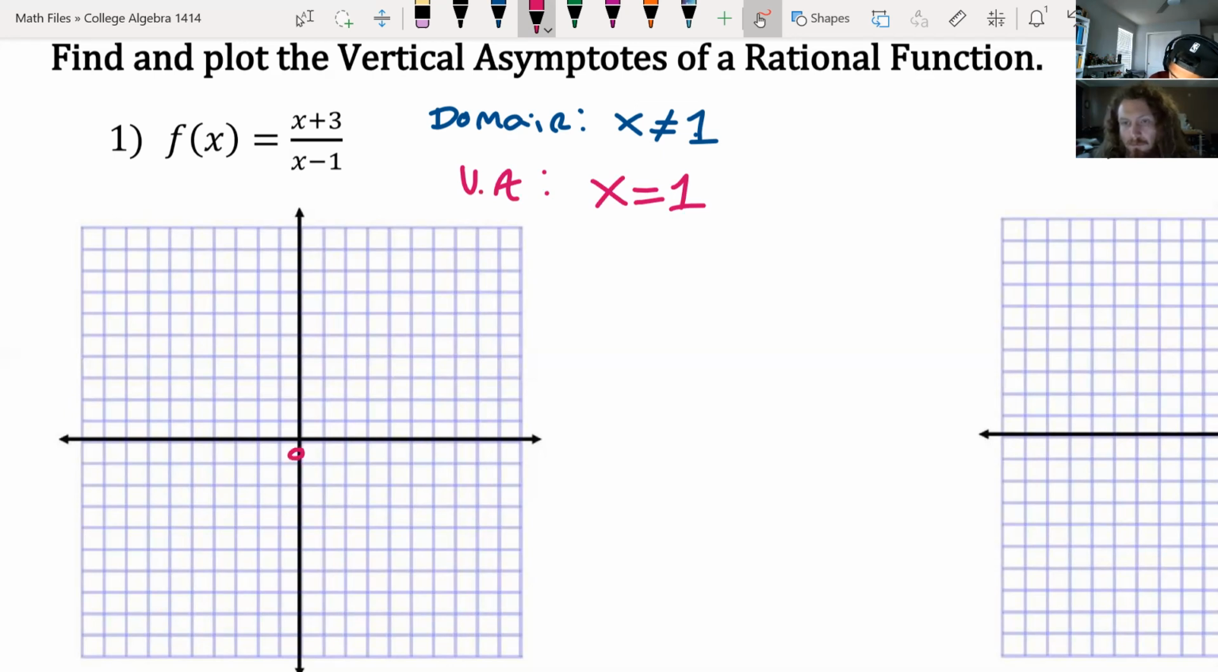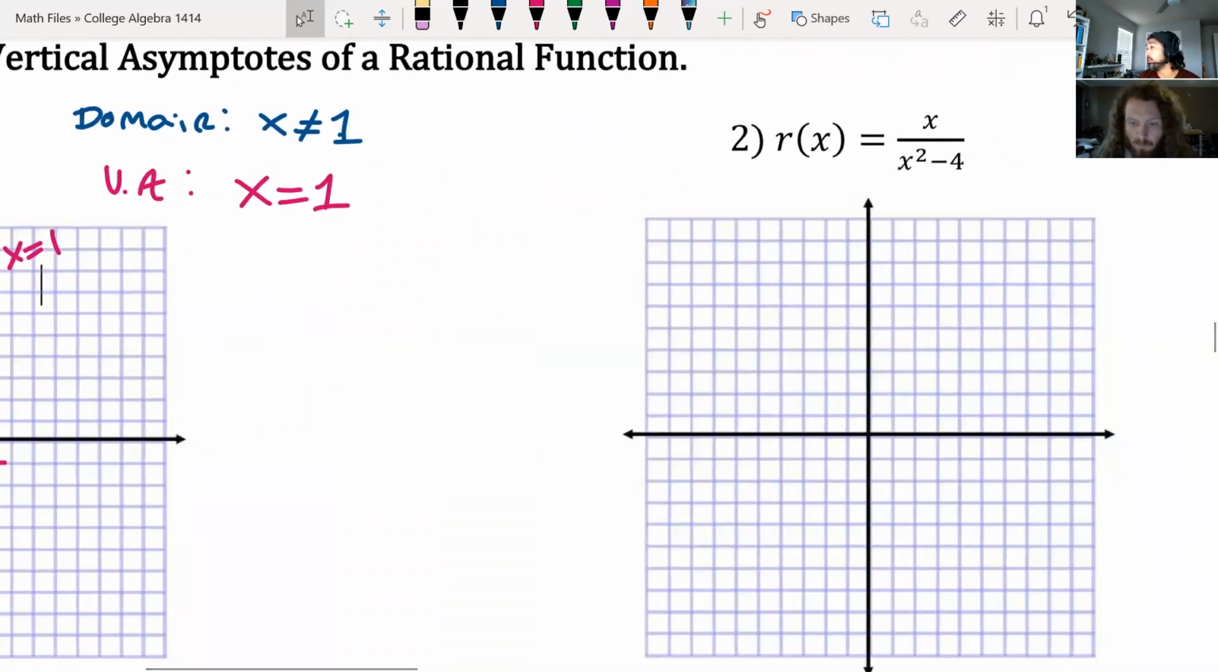I'll say here's 0, here's 1. And this would be my vertical asymptote at x equals 1. All right. So if you have your domain, you have your vertical asymptotes.